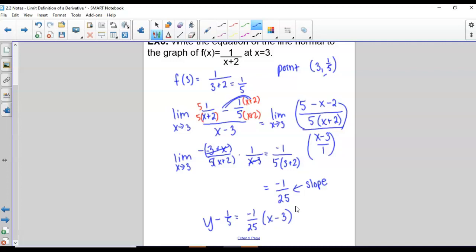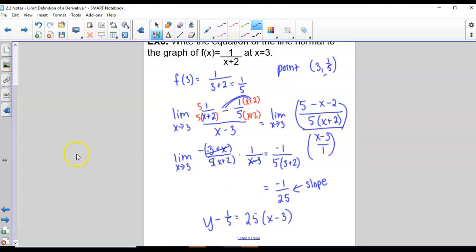Okay, questions? Oh, yes. Flip and change the sign. So, instead of negative 1 over 25, I should get positive 25. Thank you, Harper.